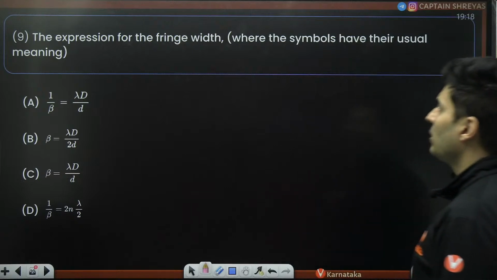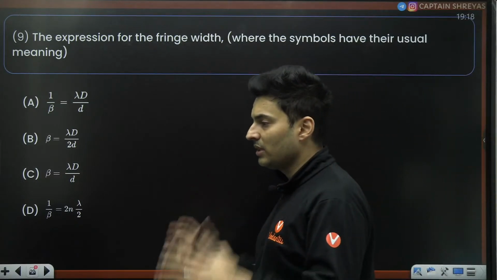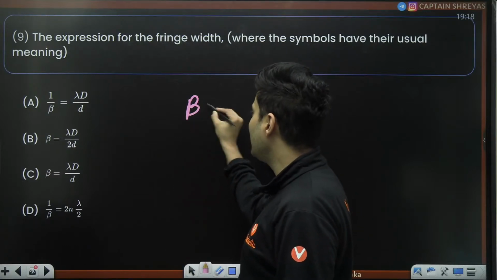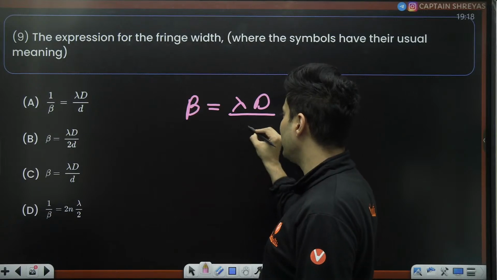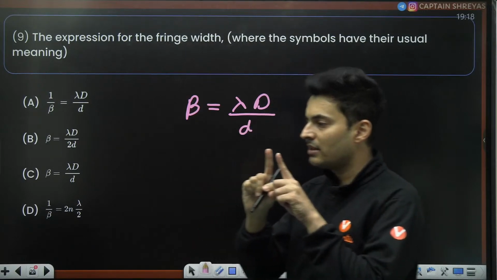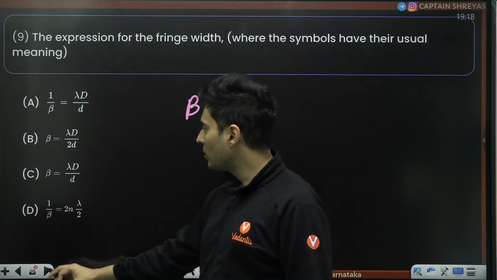The expression for the fringe width. What is the expression for the width of the fringe? Yes, beta is lambda, wavelength, into the distance from the screen to the slit, upon the distance between the two slits, small d. Lambda D by d, I think that is option C.